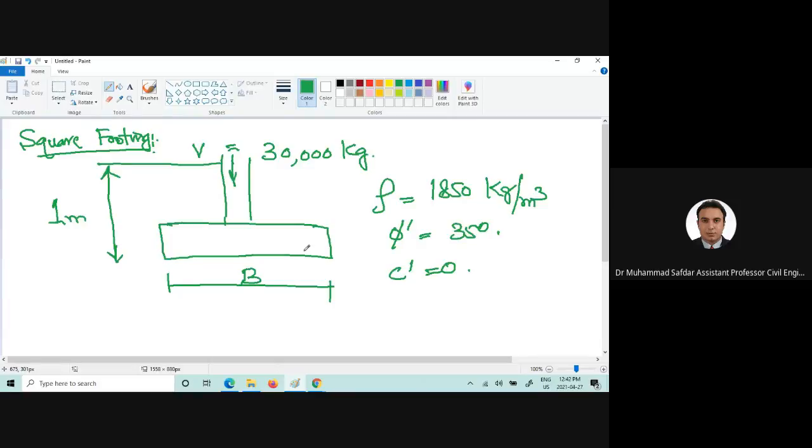This is gross load, okay. Use the factor of safety equal to 3. We need to find out the B. So how are we going to start?